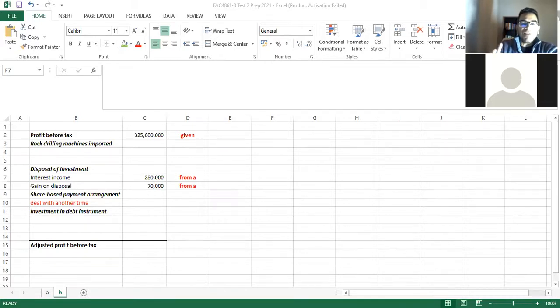Then we have some Forex adjustments. We have a Forex adjustment on a settlement date. We have Forex adjustments translating at the year end. And we also have an FEC adjustment. Okay, so let's have a look how we're going to deal with these transactions.